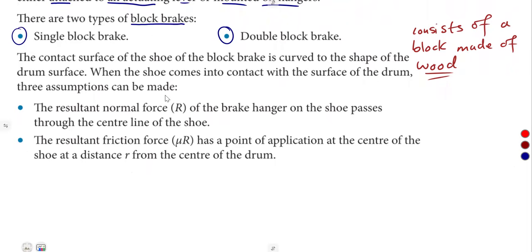The contact surface of the shoe of the block brake is curved to the shape of the drum surface when the shoe comes into contact with the what? With the surface of the drum. Then three assumptions can be made. And these are the basic assumptions that we are going to need for calculations.